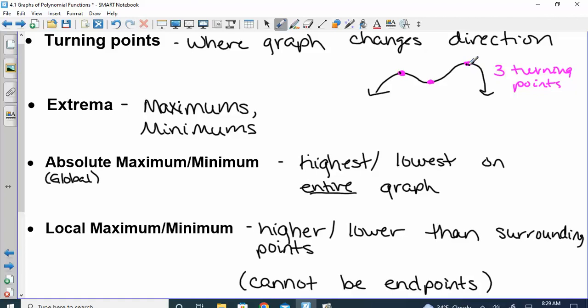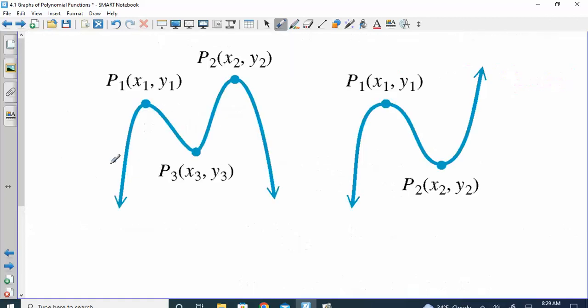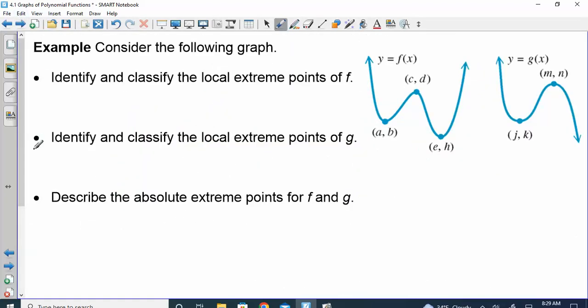All right, we will talk more about these as we go through this chapter, but let's look at an example real quick. If you were the absolute maximum, wouldn't you also be the local maximum? As long as you weren't an endpoint.